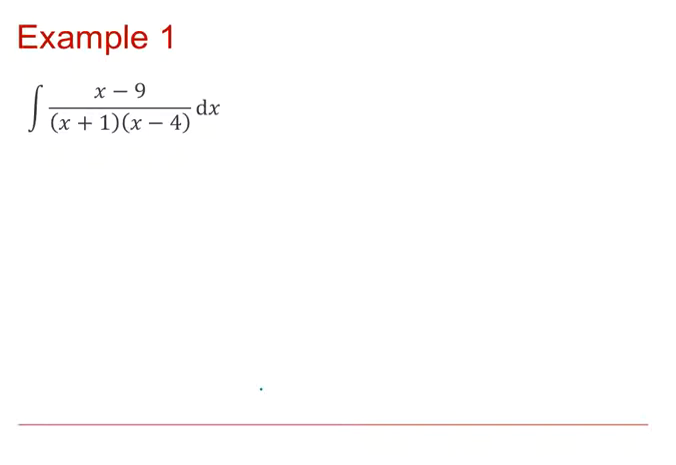So here, for example, if we're integrating x minus 9 over x plus 1 times x minus 4, we would need to check the order of the numerator was lower. In this case, we have a linear numerator of order 1 and a quadratic denominator of order 2. So we've got order 1 divided by order 2, which means it's okay for partial fractions.